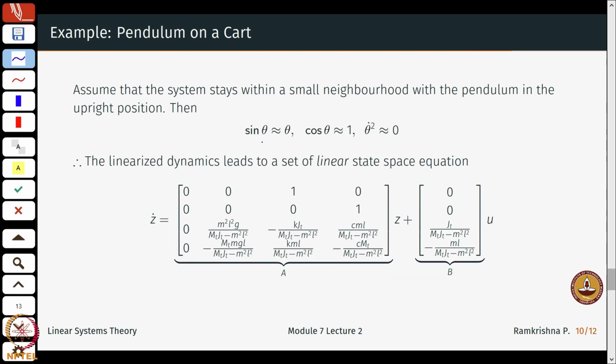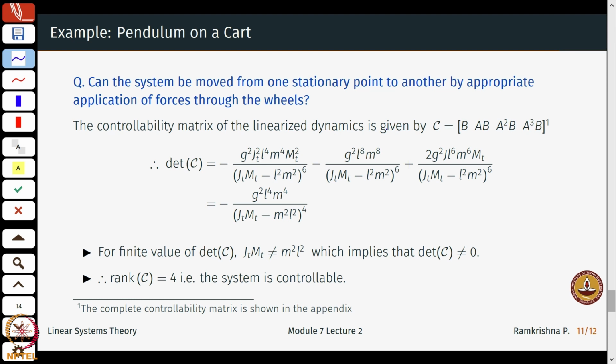Okay. So, just to do a little approximation, I approximate sin theta as theta and cos theta as 1, for theta and theta dot being close to 0. Now, I can ask a question: can the system be moved from one stationary point to any other stationary point by application of forces through the wheels? Then I compute the determinant of this matrix. As long as this does not hold, the determinant of C is not equal to 0, which turns out then that the rank of C is 4, and therefore, the system is controllable.